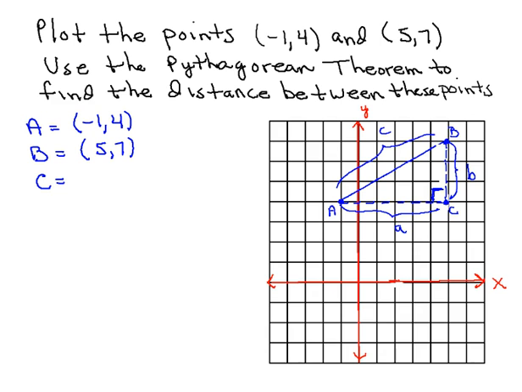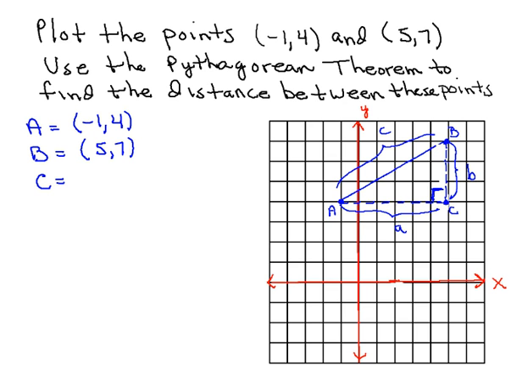And the point negative 1, 4 you can see is graphed in the diagram as point A. And the point 5, 7 is graphed in the diagram as point B. So our task is to find the distance between A and B.